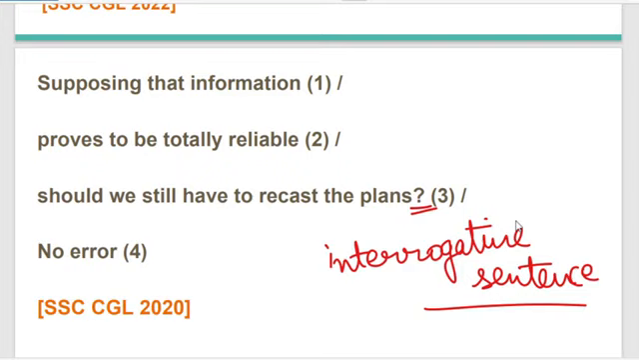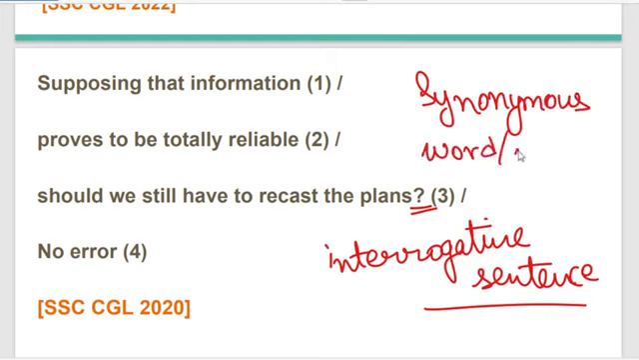Try to find out in the sentence whether a word has any synonymous word or phrase in the sentence or not. Just try to find out if there is any word that has another synonymous word or phrase in the sentence. In this way, you can try to figure out where the error is lying in the sentence. Now let's try to apply this logic on this question.